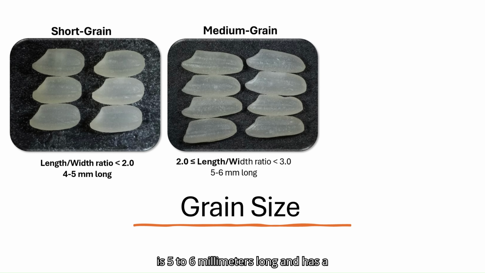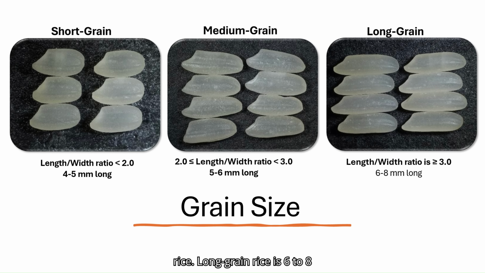Medium grain rice is 5 to 6 millimeters long and has a length to width ratio between 2 to 3. Its cooked grains are usually soft and moist, but less sticky than short grain rice. Long grain rice is 6 to 8 millimeters long and has a length to width ratio greater than 3. Its cooked grains are typically firm, fluffy, and do not stick together compared to medium and short grain varieties.